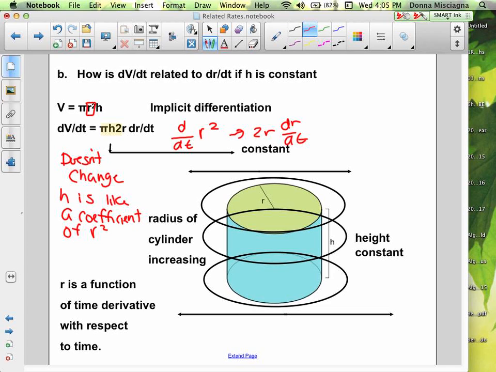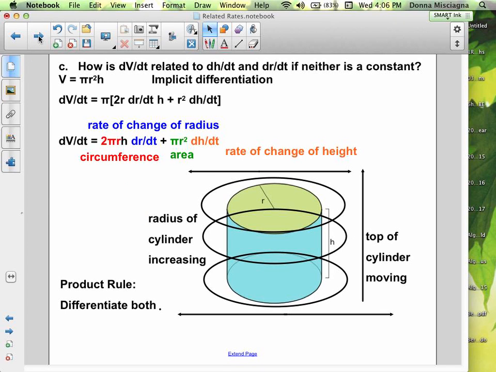Okay? So r is a function of time, so we take the derivative with respect to time. The radius of our cylinder is increasing, so we're going to have a dr/dt, but we're not going to have a dh/dt because there is no change to the height. It's just a constant. So you have to think in these problems what changes and what stays the same. Sometimes everything changes. So how is dV/dt related to dh/dt and dr/dt if neither is a constant?